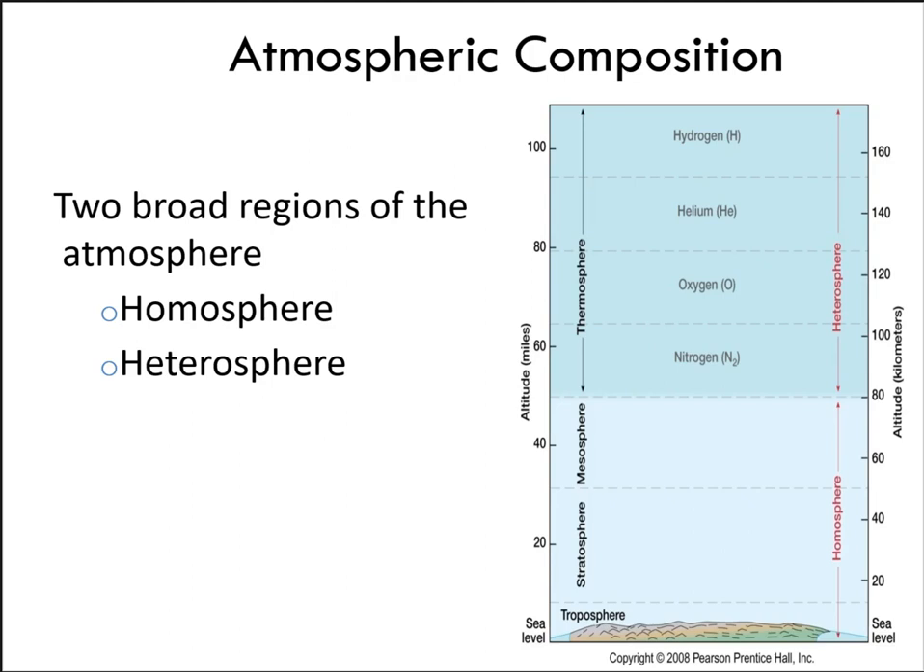The homosphere lies between the Earth's surface and the heterosphere, and gases are nearly uniformly mixed by turbulence through this layer, even though density decreases with height above the surface.